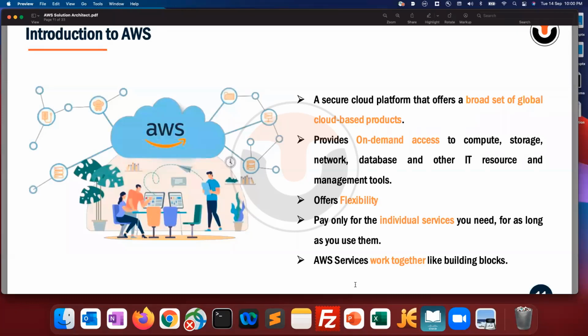On-demand is highlighted. So whenever there is a need, for example, if I want to host an application as we speak right now, I can host an application on the fly. It offers flexibility, so you can scale in, scale out, and it offers high availability and fault tolerance as well. Pay only for the individual services you need for as long as you use them.